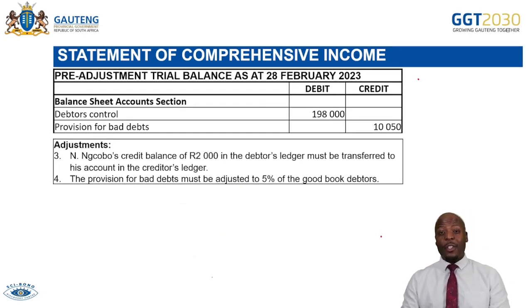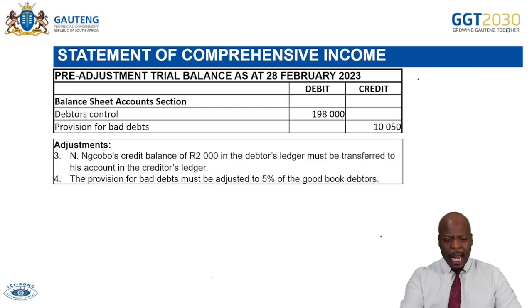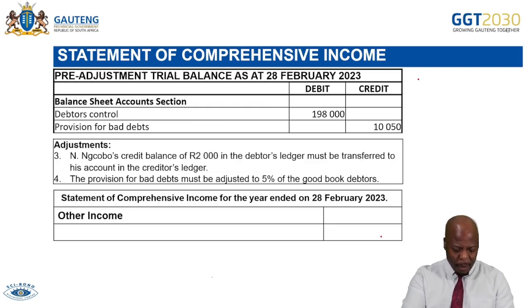Do you have a calculator close? All right, let's begin. It reads, Ngobo's credit balance of 2,000 in the debtors ledger must be transferred to his account in the creditors ledger. Okay, what does that even mean? Let's see. Now, we know we're going to prepare the statement of comprehensive income, all right?